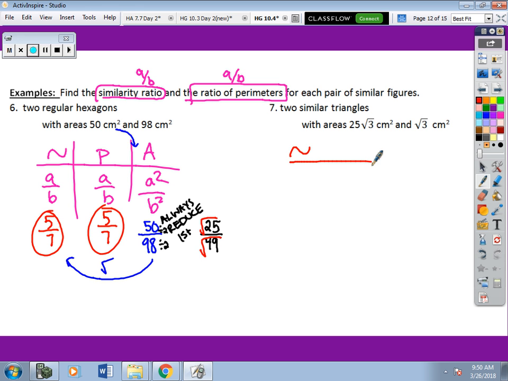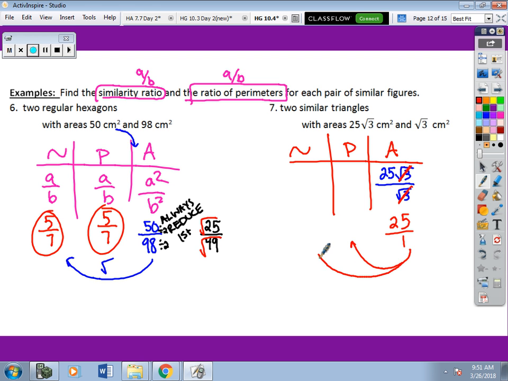Same thing here. We're given the area. Now something you actually can do here, you can divide those out. I would leave this as a fraction though. This is 25/1. So to get back to the two ratios, we have to square root. Just square root the top and the bottom, which will get me 5/1 and 5/1.